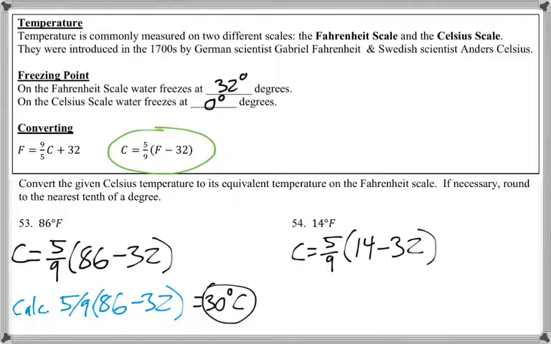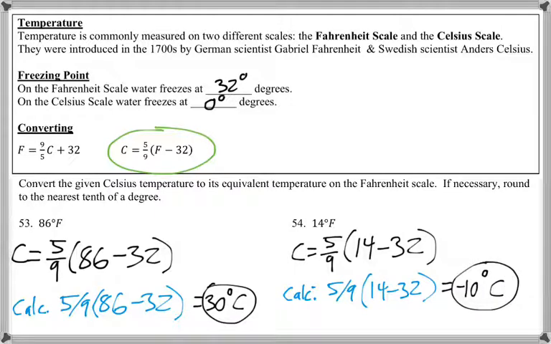Minus 32. So on the calculator it's going to be 5 divided by 9 times 14 minus 32. And we get negative 10. And that's our answer.